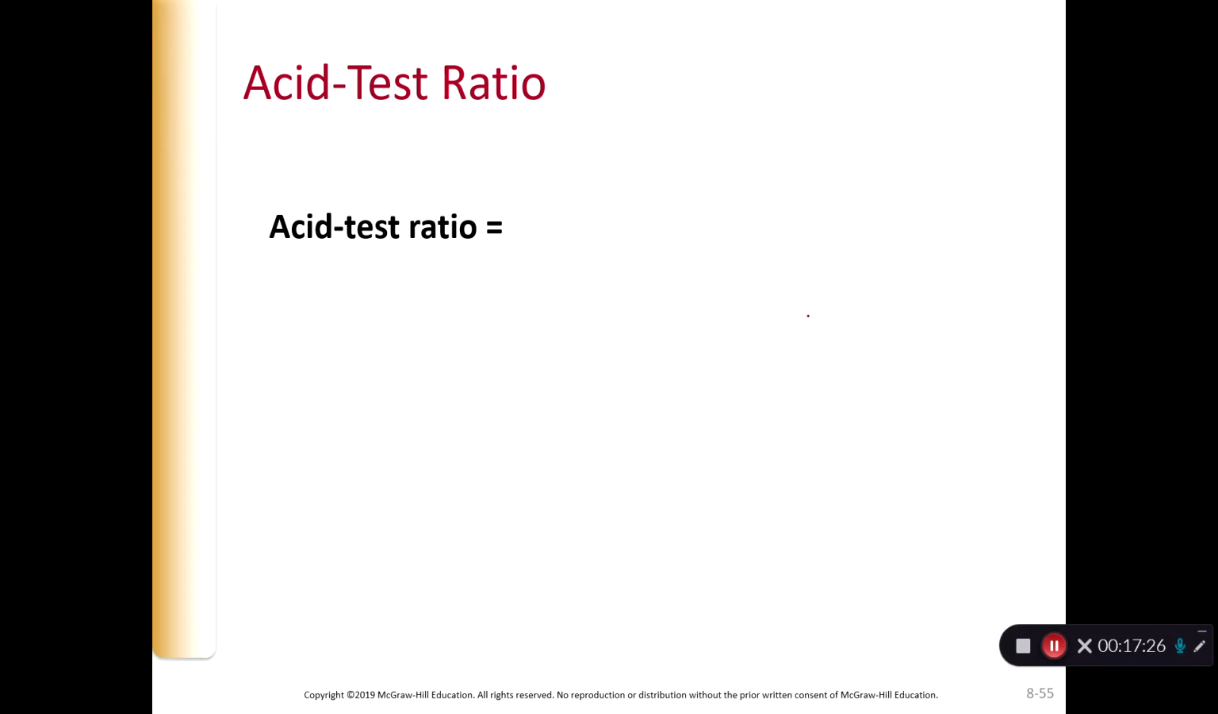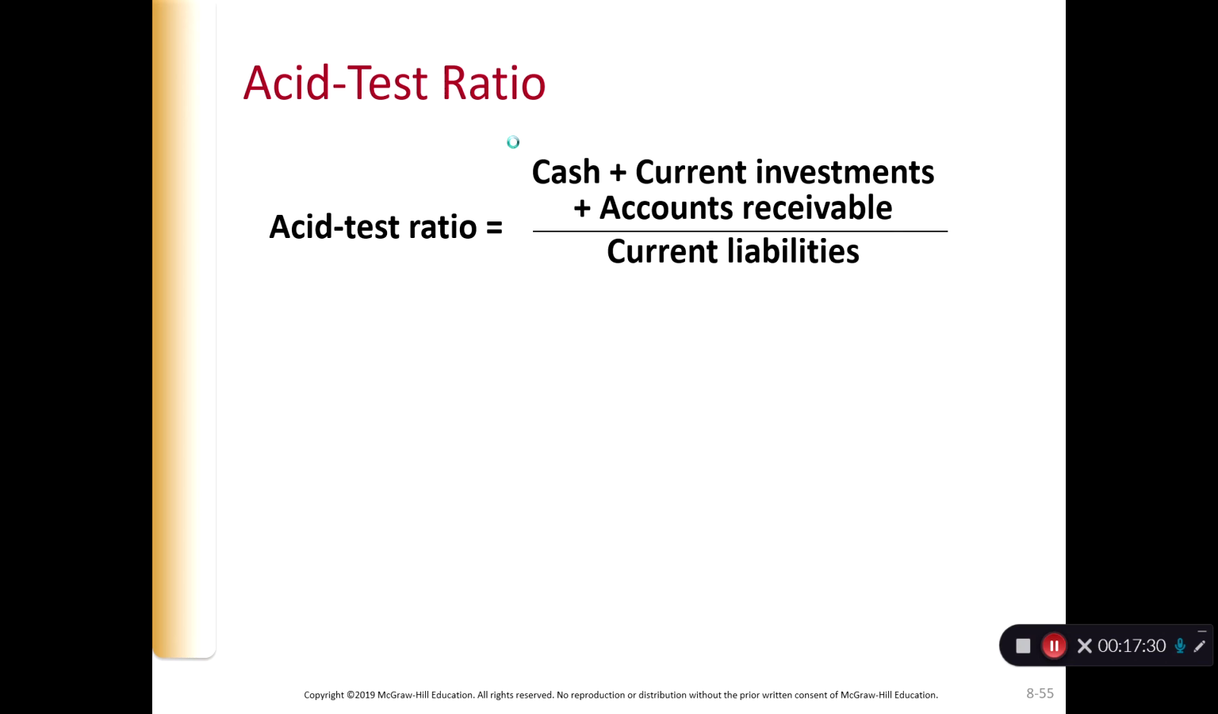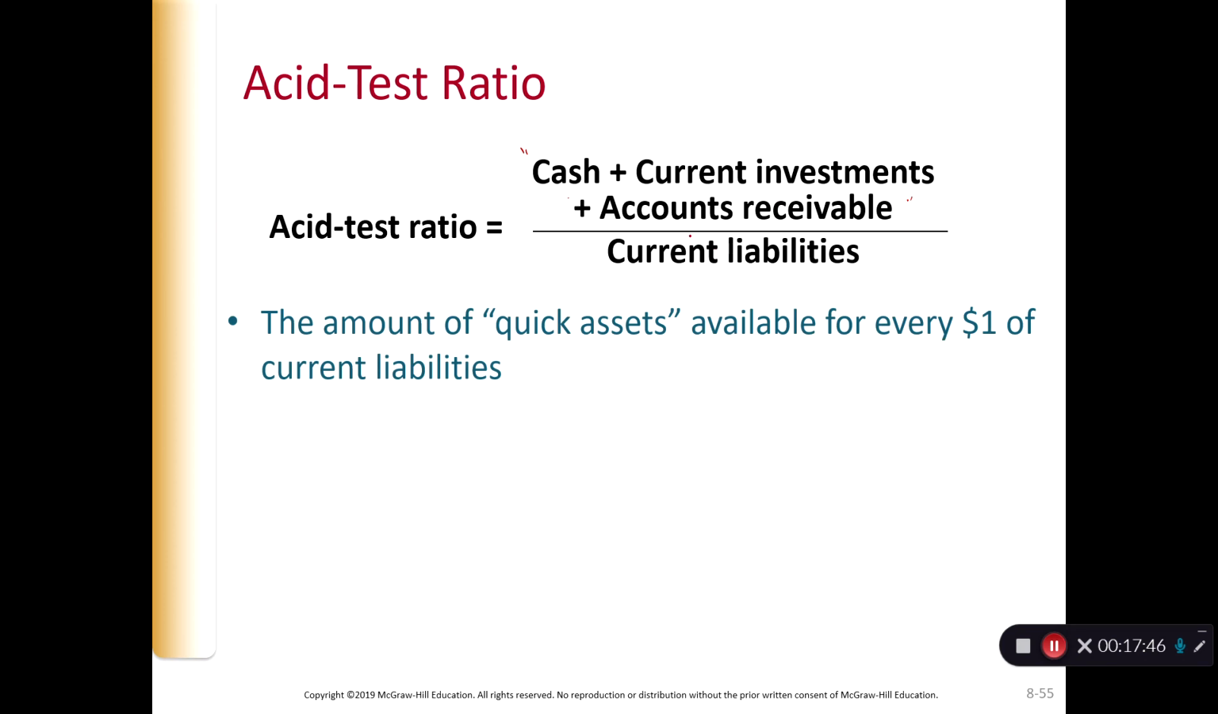Another interesting test is called the acid test ratio. It specifically points out the most liquid, most convertible current assets, such as cash, current investments, and accounts receivable, divided by the current liability. This ratio means the amount of quick assets available for every $1 of current liability.